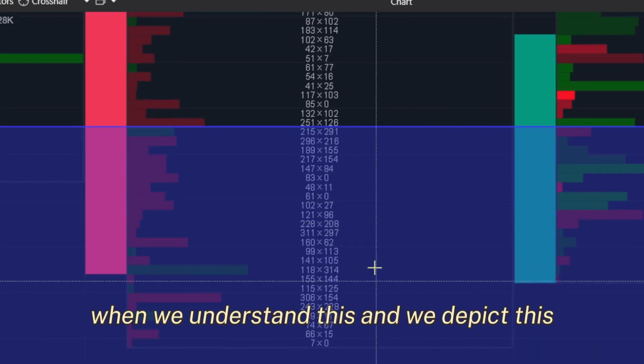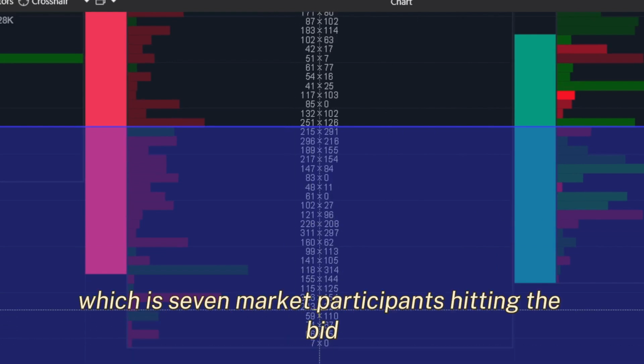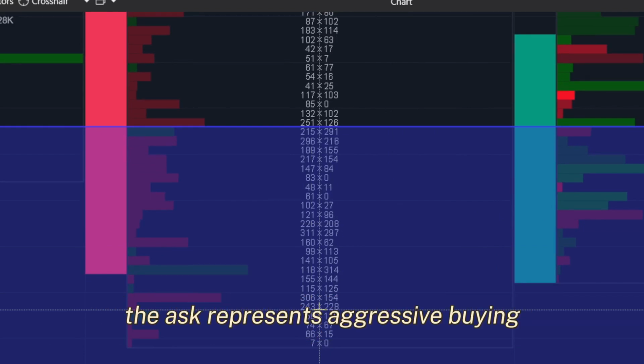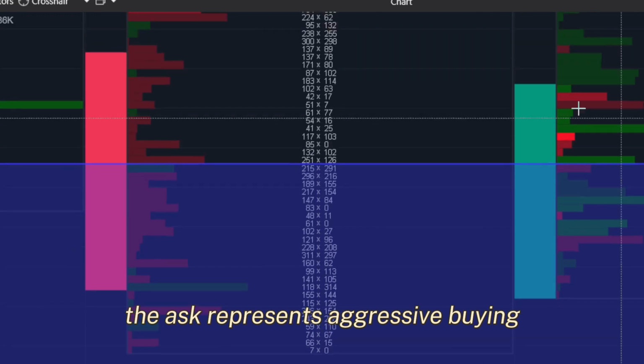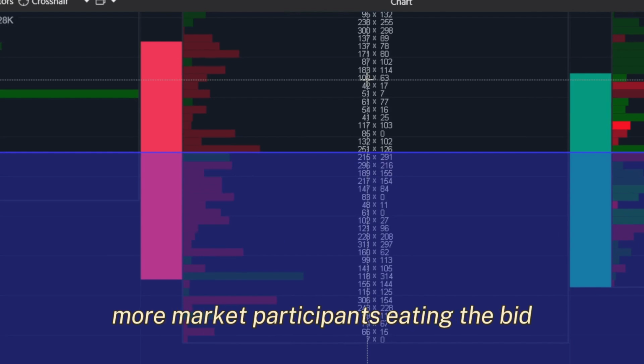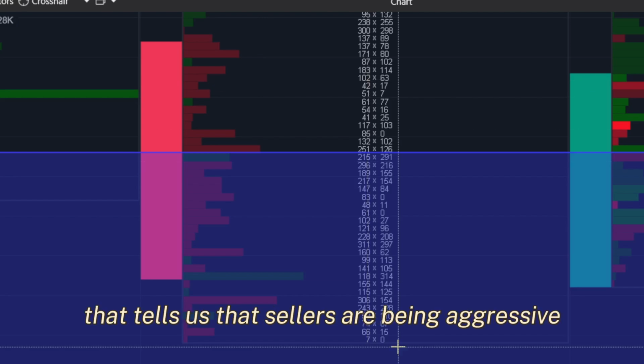When we understand and depict this, we have a 7 on the left-hand side, which is 7 market participants hitting the bid. The bid represents aggressive selling. The ask represents aggressive buying. So the delta over here is pretty red. The red bars represent more market participants hitting the bid than the ask. Because of that, sellers are being aggressive.